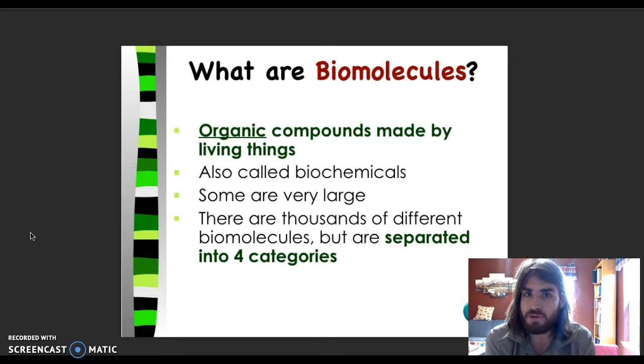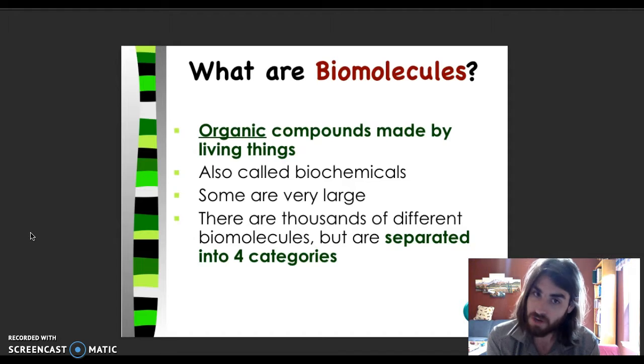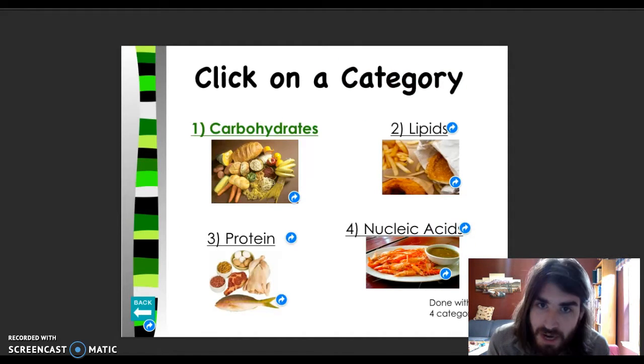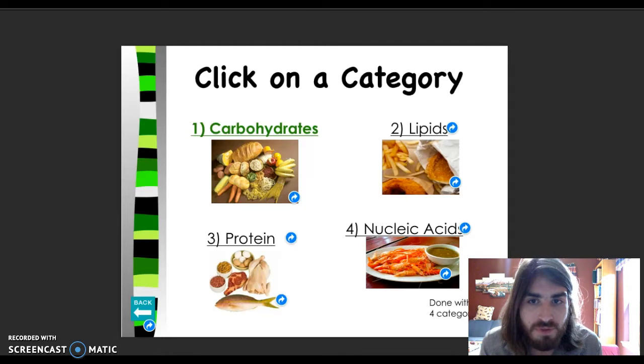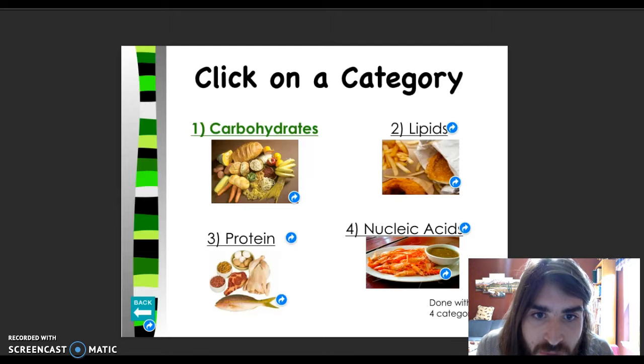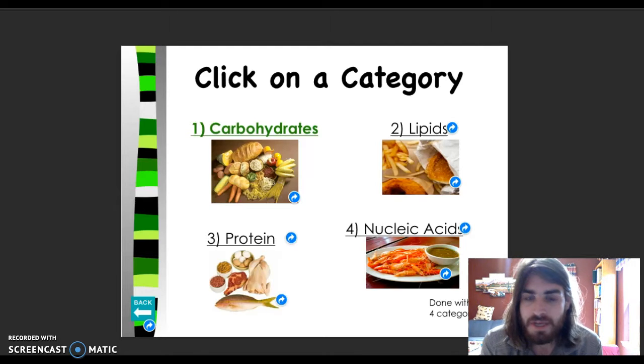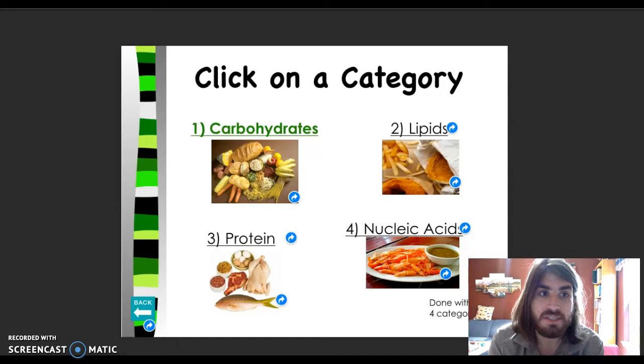What is a biomolecule? It's an organic compound made by living things, also called a biochemical. Some are very large, some are not. There are thousands of different biomolecules, but they are separated into four major categories. Those four categories are carbohydrates, as you can see by the bread and the pasta, lipids, also known as fats, protein, and the last one, nucleic acids.